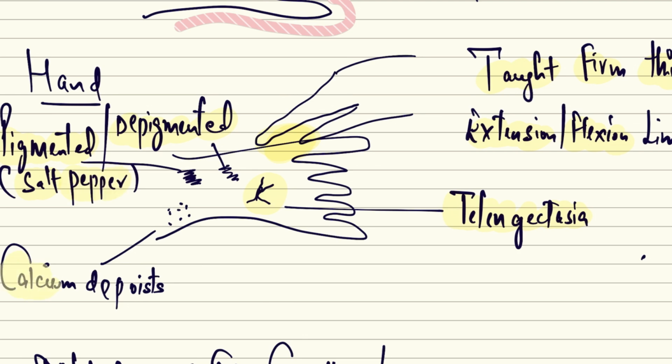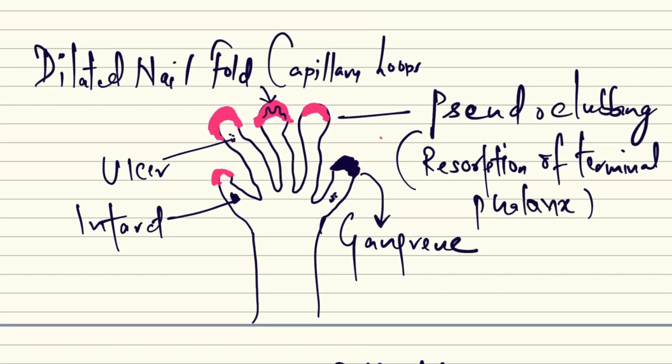Also, you will find multiple calcium deposits on the skin, and this is called calcinosis cutis. In the hand, you will also find pseudoclubbing, which occurs because of the resorption of the terminal phalanx. You will also find gangrenes, infarcts, and ulcers on the fingertips. And on doing nail fold microscopy, you will find dilated nail fold capillary loops on the hand.